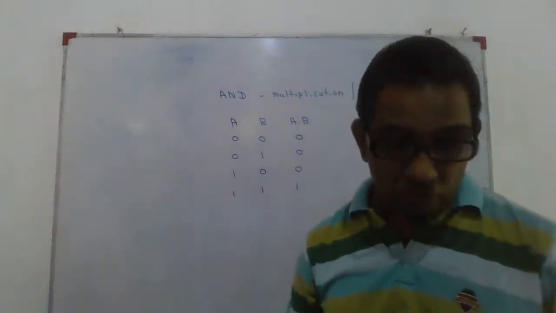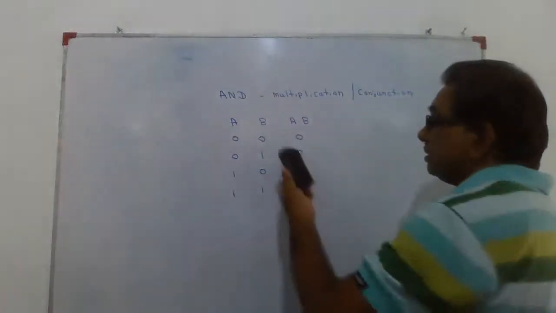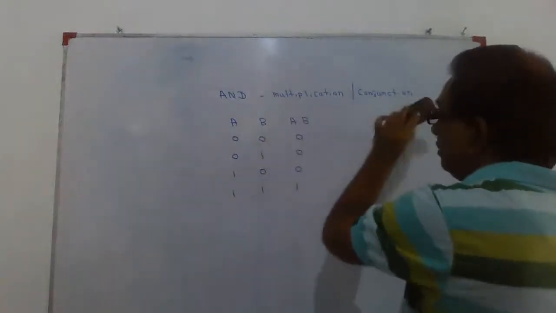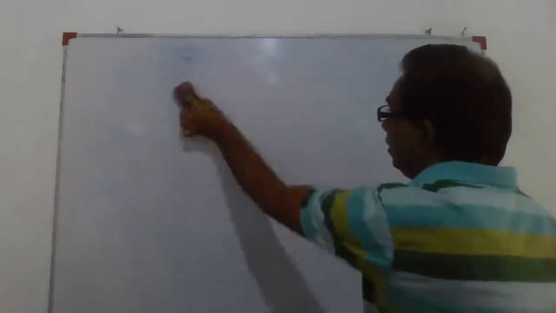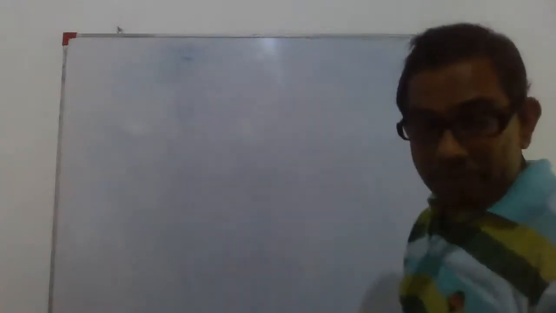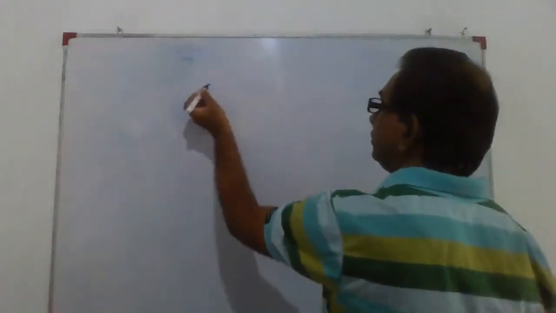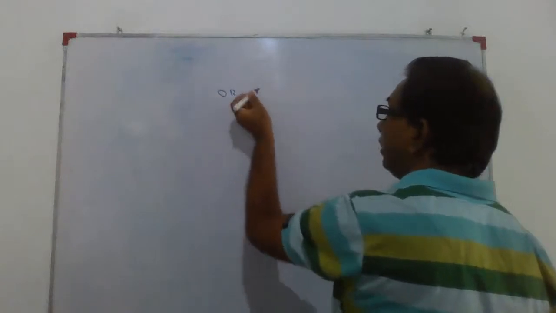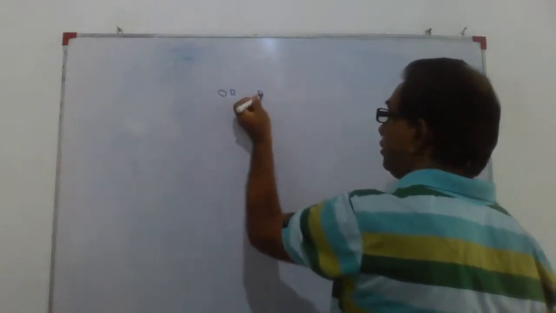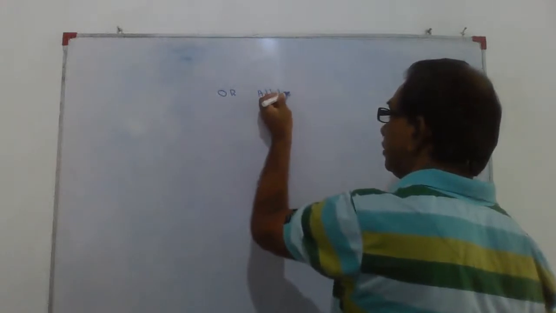Then I would like to discuss the third operator, that is OR. If you take the OR operator, it is called addition. This is Boolean addition.